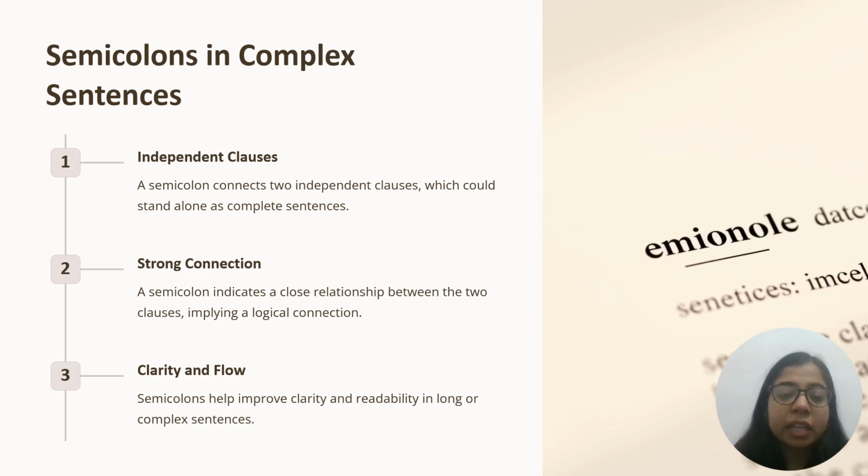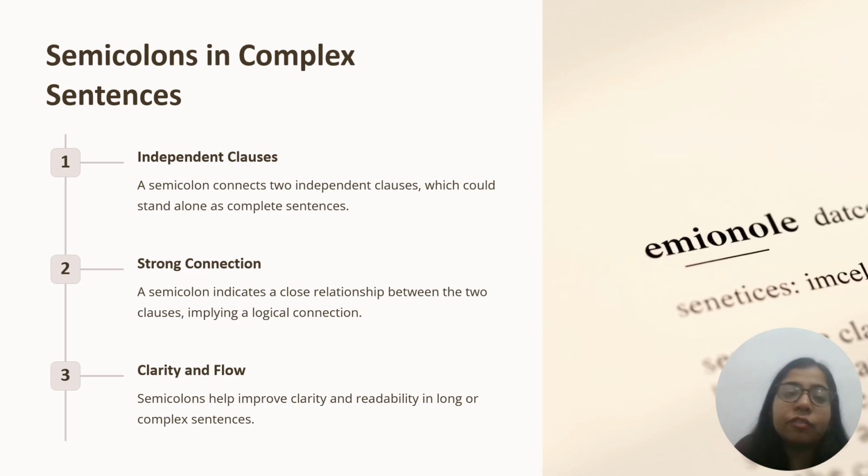A semicolon connects two independent clauses which could stand alone as a complete sentence. Next is strong connection. A semicolon indicates a close relationship between the two clauses, implying a logical connection. Okay, a semicolon puts the two clauses in relation to each other, which implies a logic. Okay, it is not illogical.